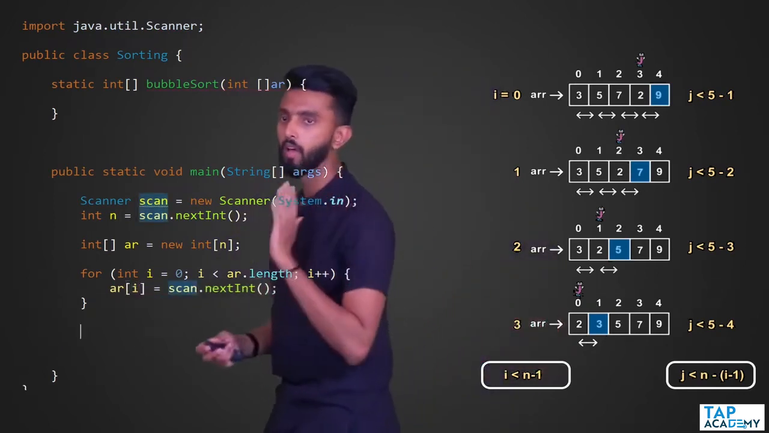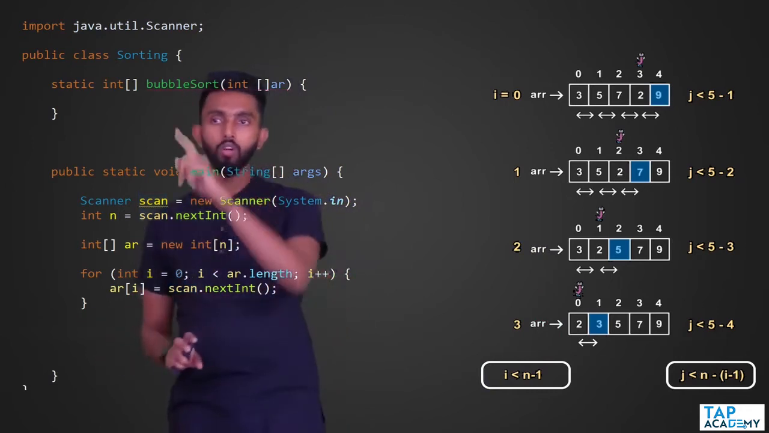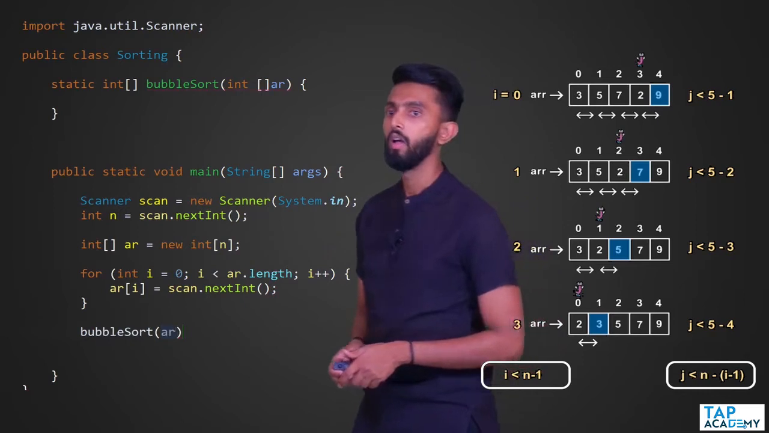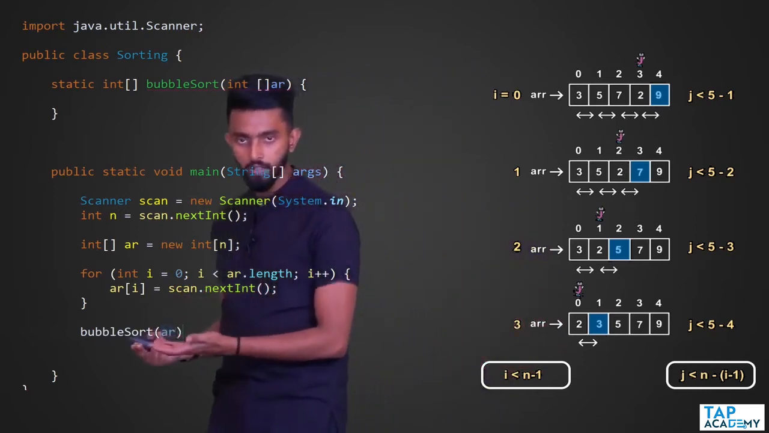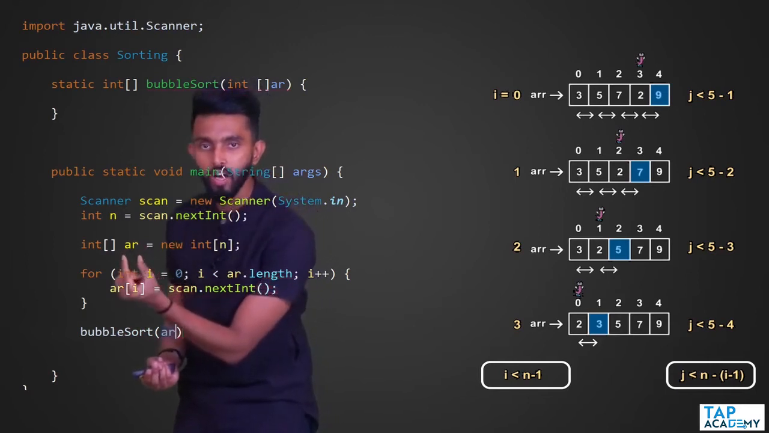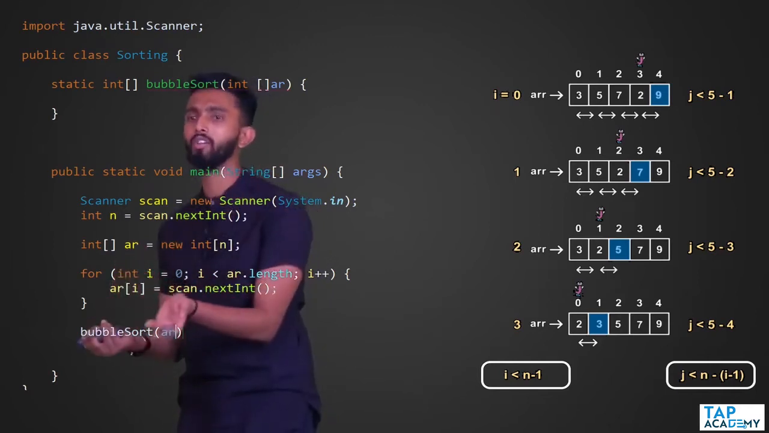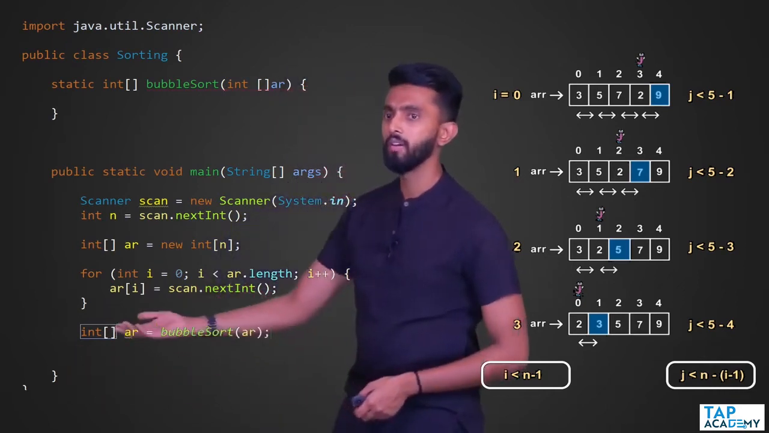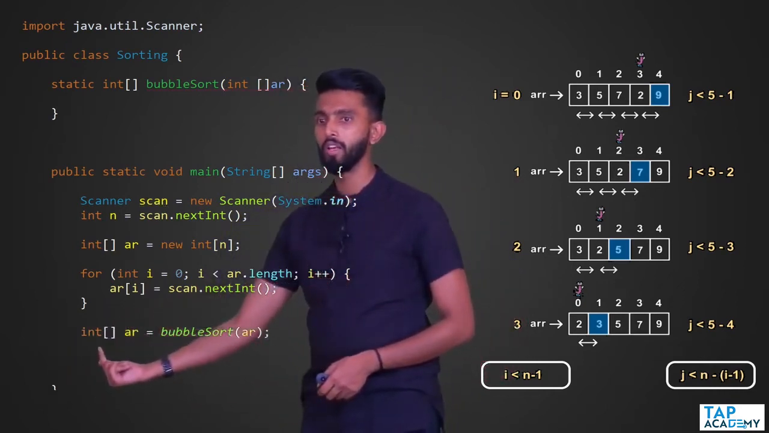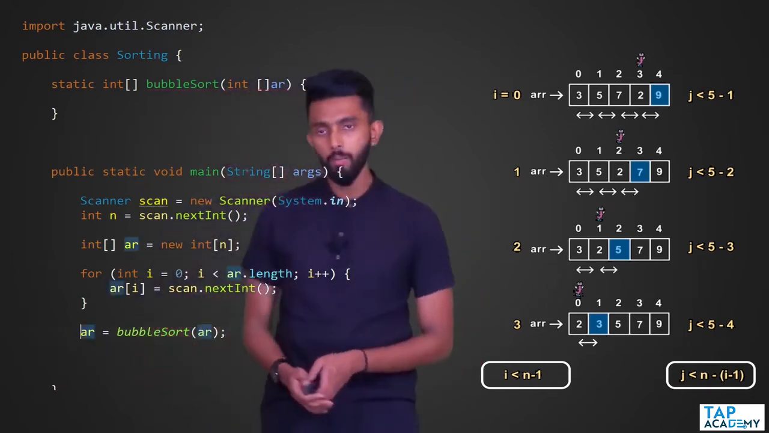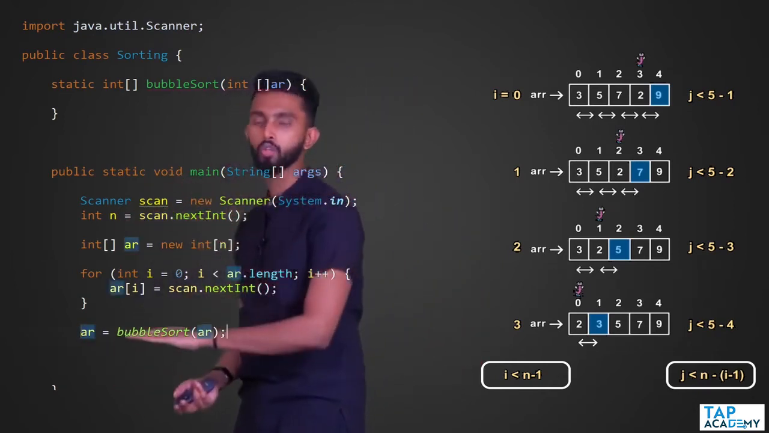Awesome. Now I'll call that bubble sort. And whatever it returns, that I am going to store back in the same reference AR. I want it to be sorted. Okay, we'll store it in the same thing itself. Fine, AR itself. So you can remove that integer because it will become duplicate. Yeah. Why? Because I want the original array only to be sorted.